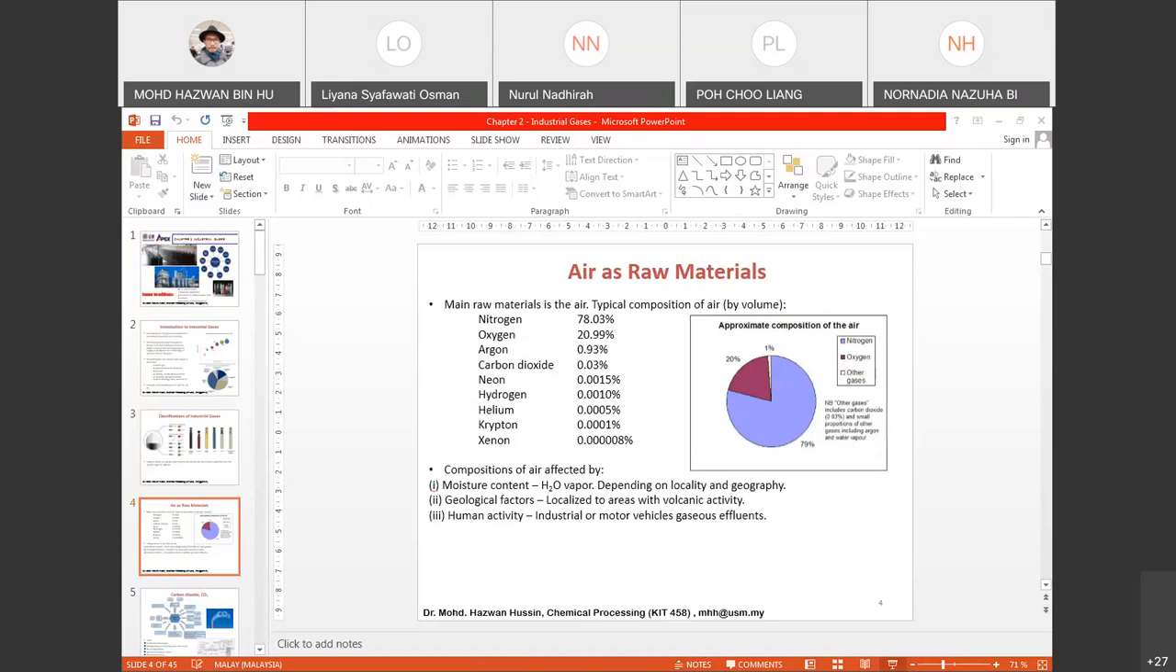So do you think that nitrogen gas is hazardous to humans? Do you think that it is dangerous if we inhale nitrogen? Any suggestion? Anyone? Lena, what do you think? Is it dangerous to inhale nitrogen gas? Why do you think so? Any idea? No idea?